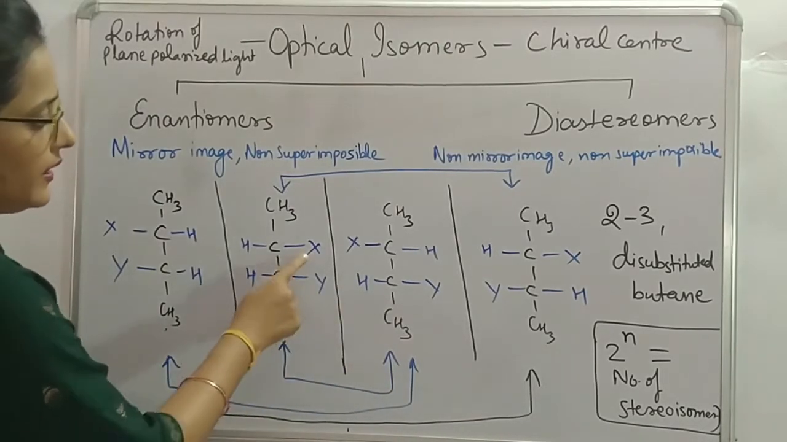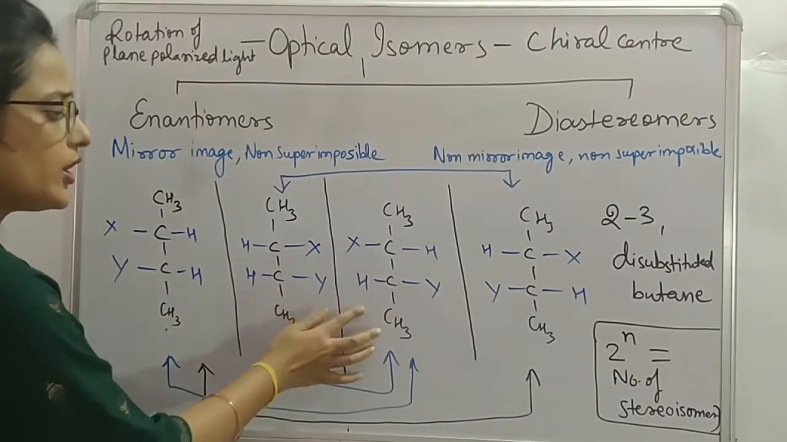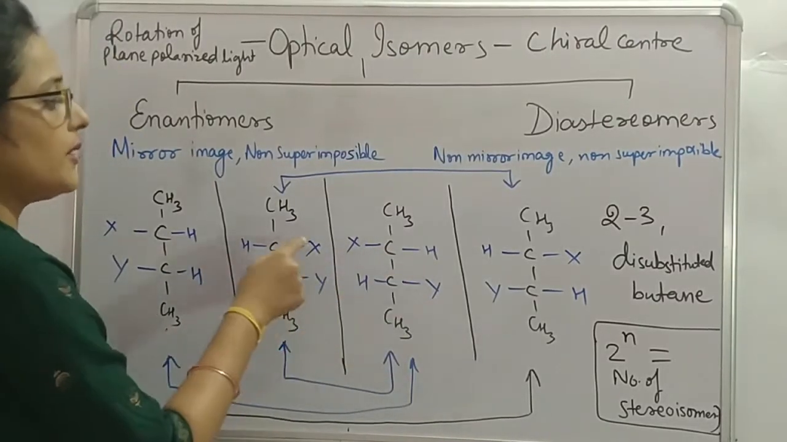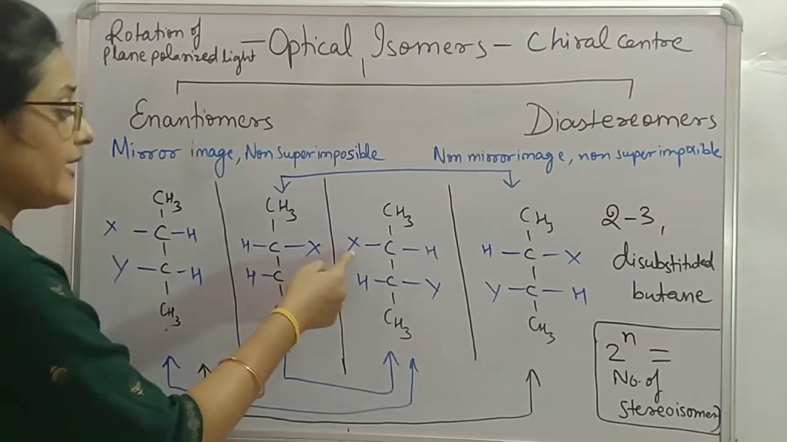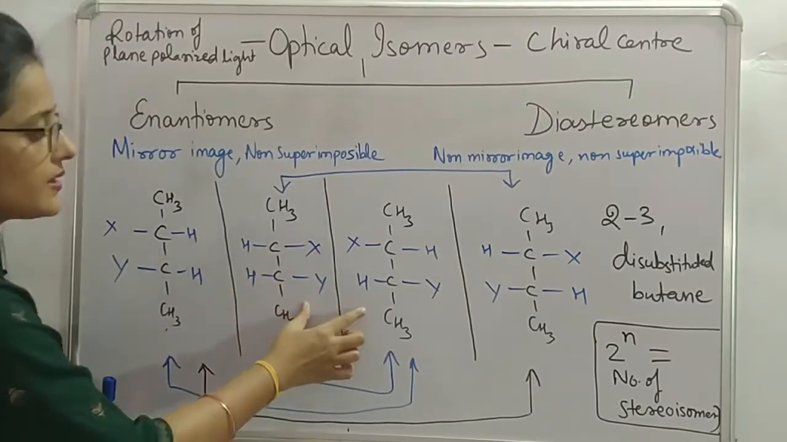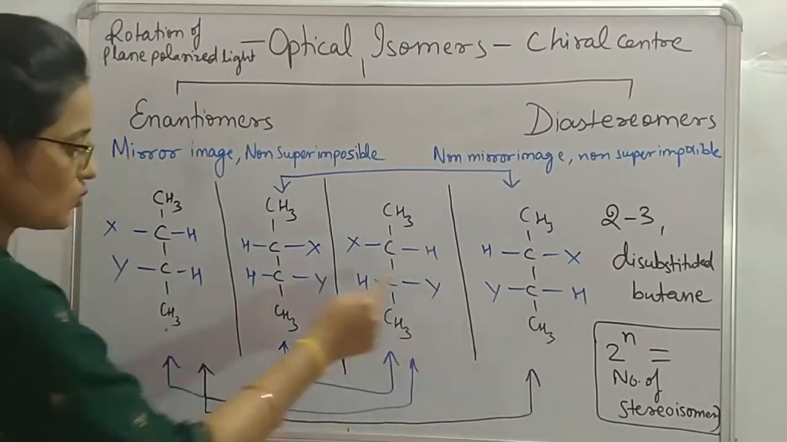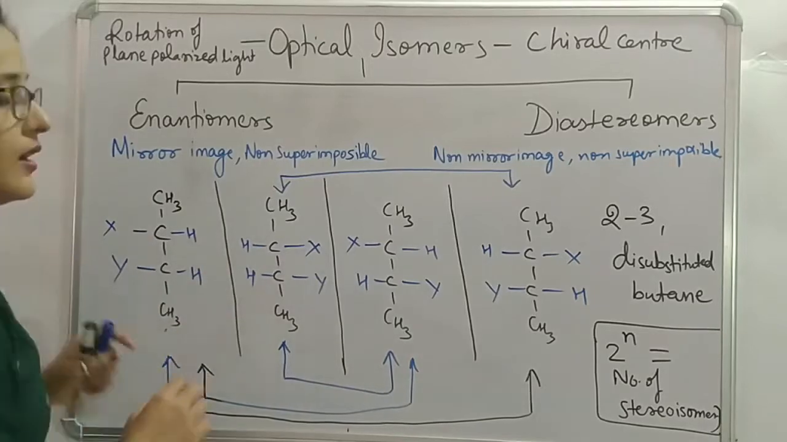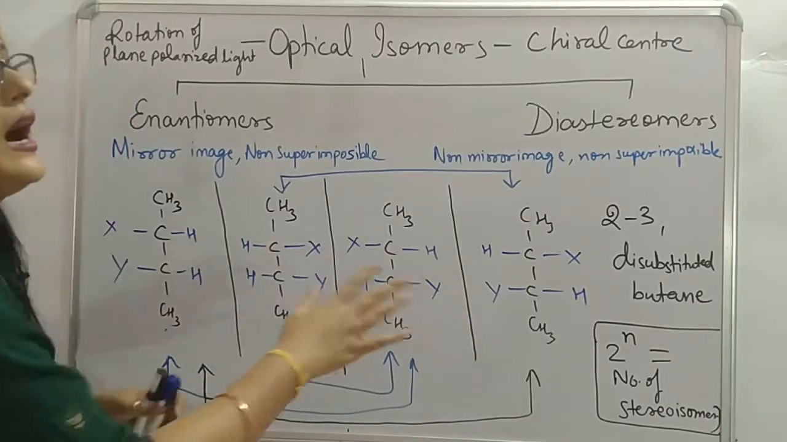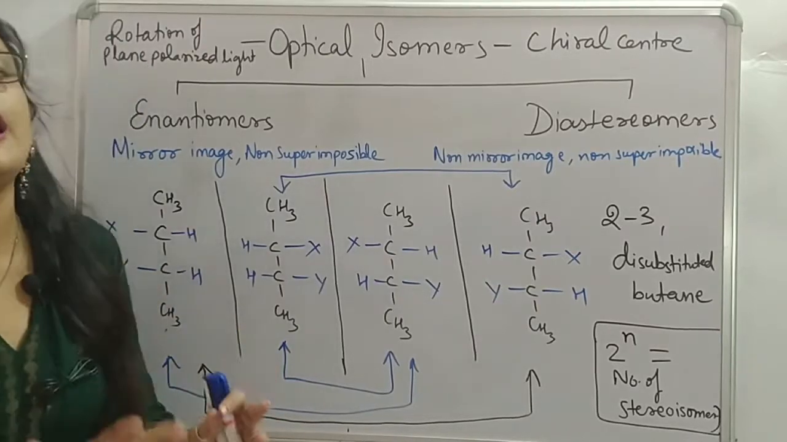These are not mirror images. X, Y, H, then H, Y. So these two are non-mirror images and they are non-superimposable. If I try to put this above this, then H will come above X, Y will come above Y, and X will come above H. So these two are non-superimposable and non-mirror images. Similarly, this one and this one are also non-superimposable and non-mirror images. Similarly, this one and this one. So two pairs of stereoisomers, this one and this one, are enantiomers, and the others are diastereomers of each other, that is, they are non-superimposable and non-mirror images.